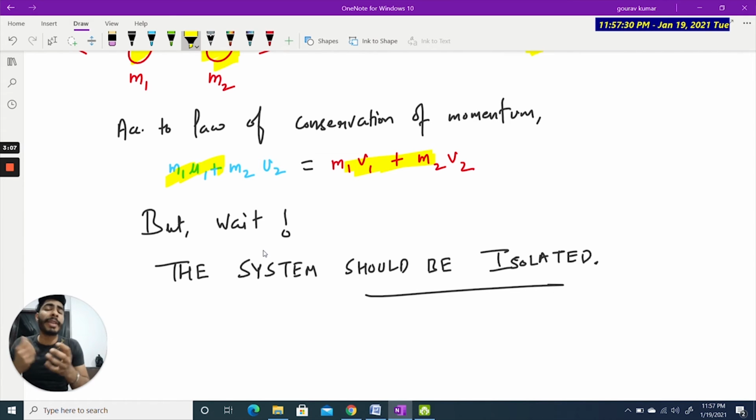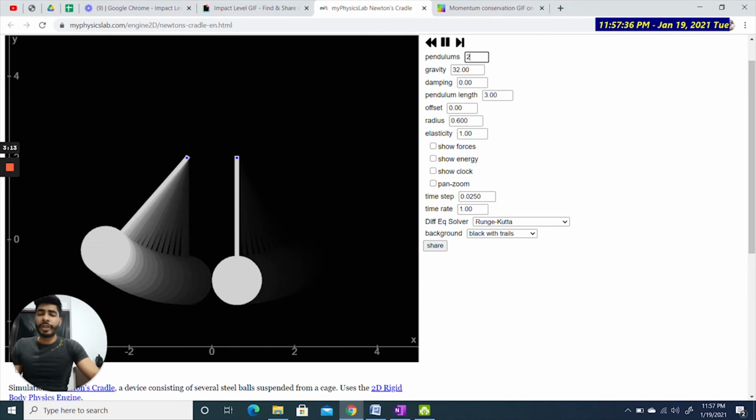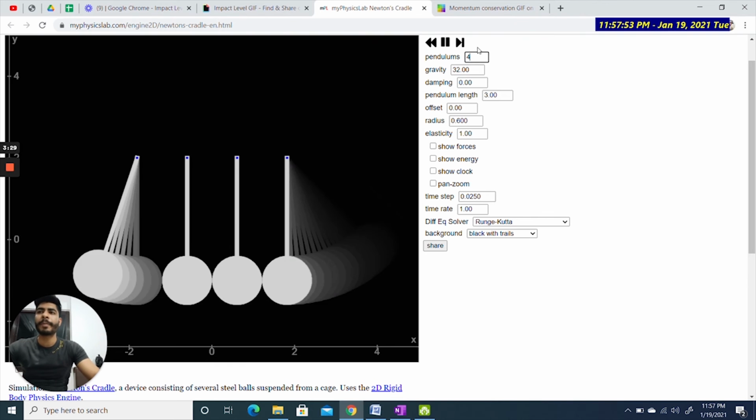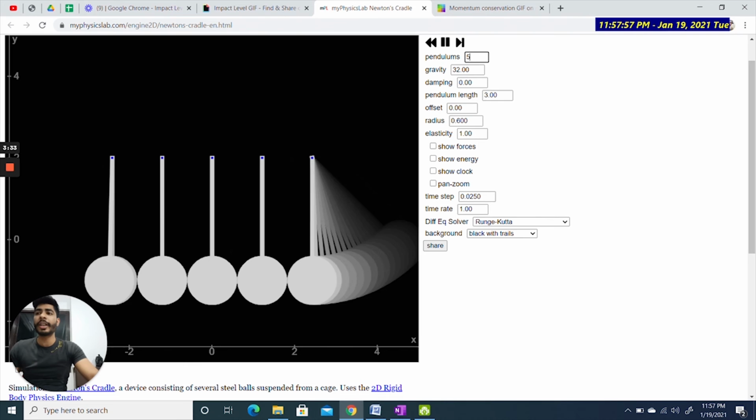Now, what is the meaning of isolated? That I will show you with the help of an example. Okay. So now you can see there are two pendulums striking with each other. If there are three pendulums, the fate will be like this. If there are 4 pendulums, the fate will be like this. And if there are 5 pendulums, which is popularly known as Newton's cradle, the fate will be like that.